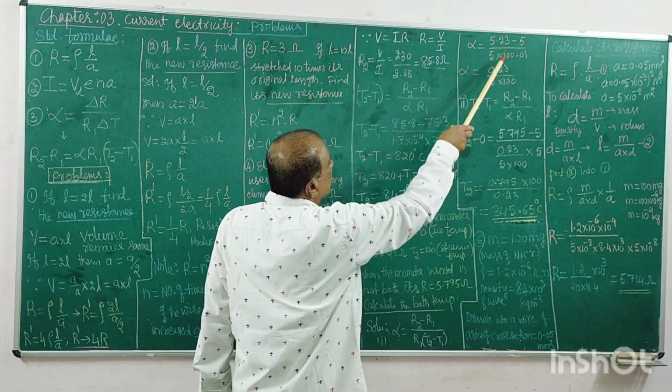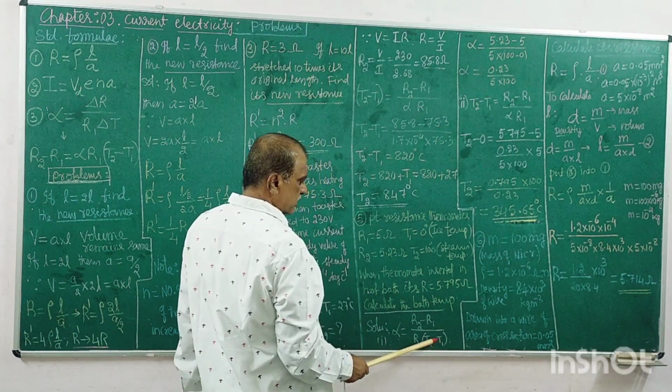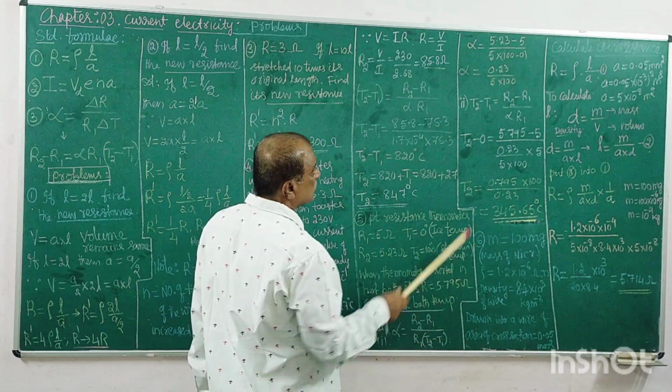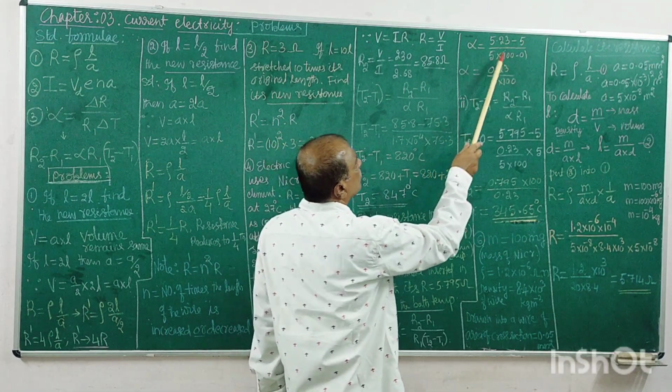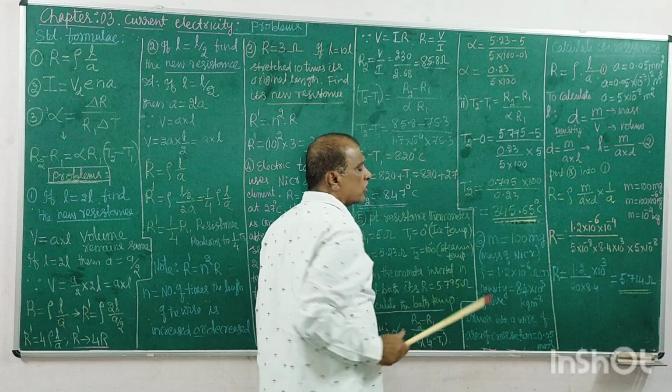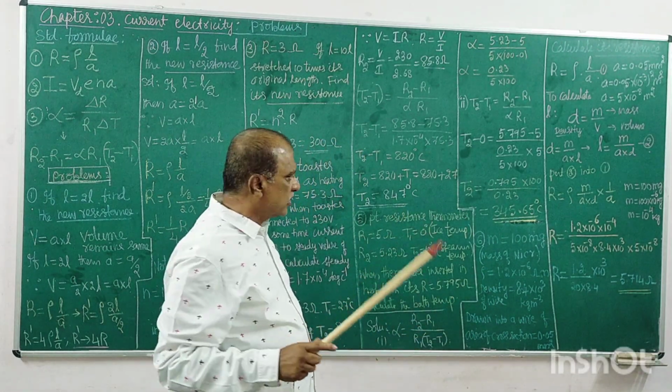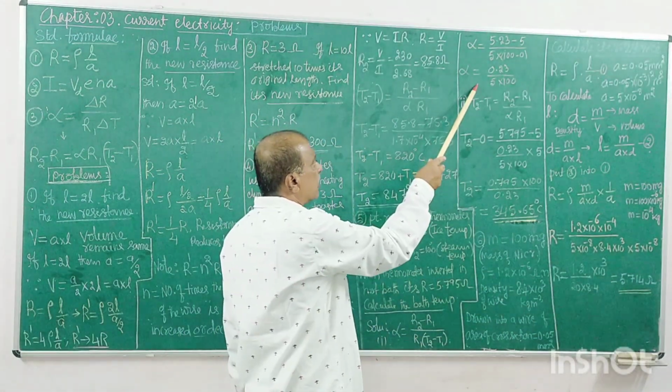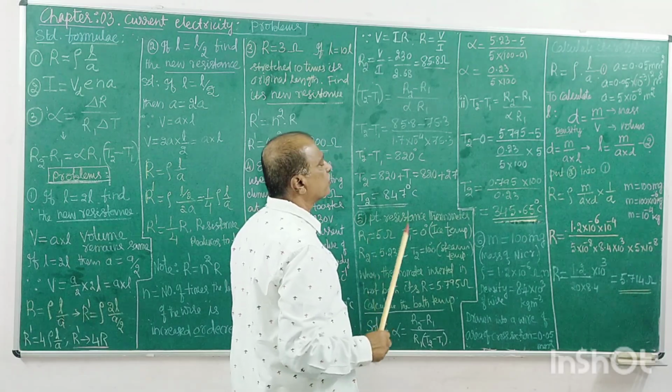Substitution is done. Here T2 minus 100 minus 0. This simplify, you get that is minus this is 5 into 100. This is the alpha value. Keep it as it is, don't simplify. This is alpha value of the platinum.